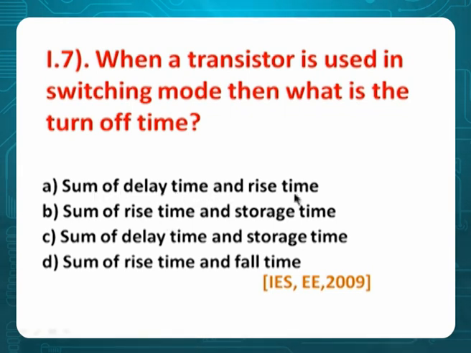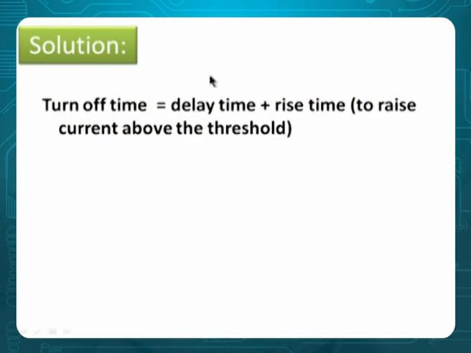Sum of delay time and rise time, sum of rise time and storage time, sum of delay time and storage time, sum of rise time and fall time. So look here, the delay time plus rise time. What is this rise time? To raise current above the threshold.